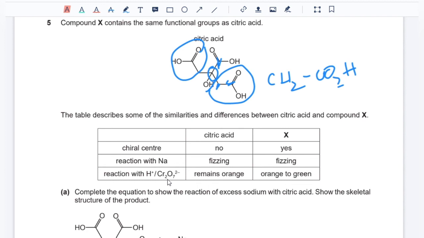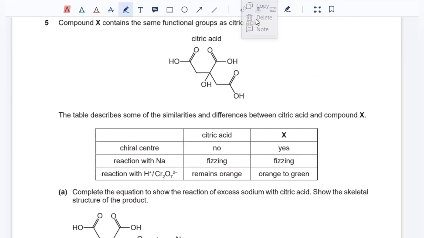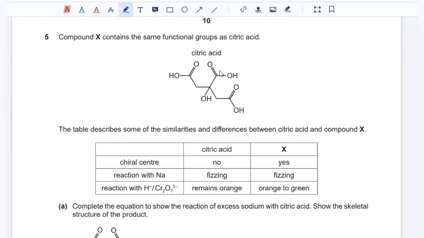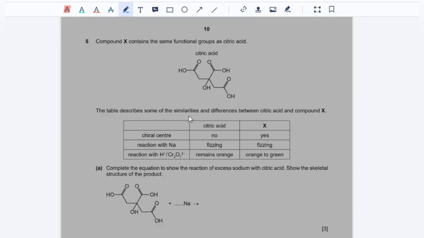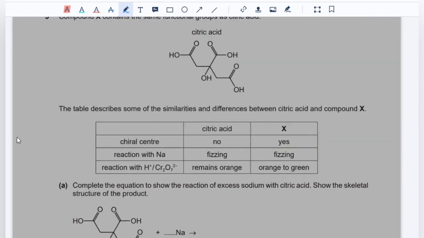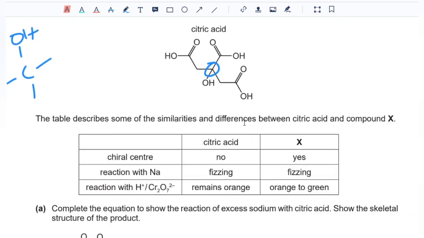And the reaction with the oxidizing agent can oxidize compound X, but it cannot oxidize citric acid. That's because acid groups cannot be oxidized. The group that can be oxidized is the alcohol group. But remember that only primary and secondary alcohols can react. That means the alcohol group has to be on a carbon that is bonded to 1 or 2 hydrogen atoms. Now, as you can see over here, this carbon atom is not bonded to any hydrogen atom, and so this is a tertiary alcohol, which means that it cannot be oxidized, which is why you'd observe no color change on the reaction of citric acid with oxidizing agent.